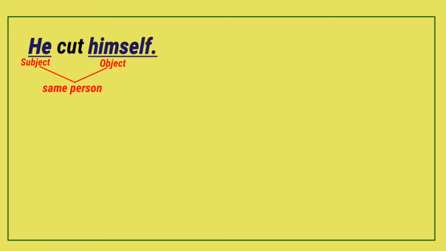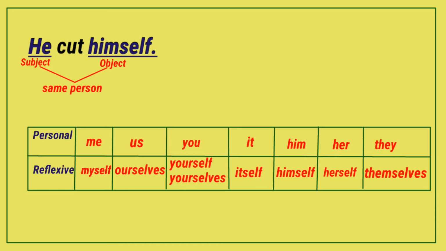To make it easier for you, I will tell you all the reflexive pronoun words, and in fact there is no other reflexive pronoun word used in English. So let us derive reflexive pronoun from personal pronoun. For personal pronoun me, the reflexive pronoun is myself. For personal pronoun us, the reflexive pronoun is ourselves. For personal pronoun you, the reflexive pronoun is yourself when you are addressing one person, and yourselves when you are addressing more than one person.